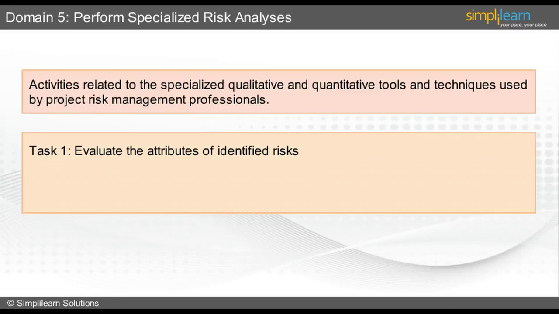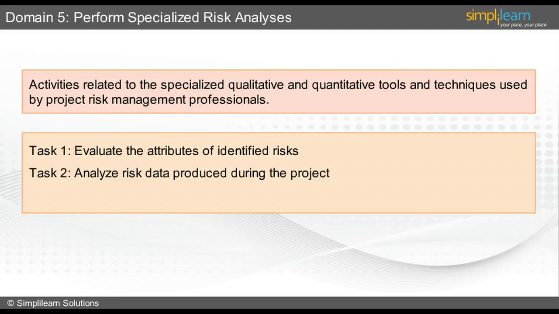The second task is to analyze risk data, which are produced during the project, to determine the SWOT, abbreviated as strength, weakness, opportunities, and threat, of risk strategy and process, and recommending process improvements as needed. The third and the last task is to perform specialized risk analysis using advanced tools and techniques in order to support stakeholder decision-making for the project. In the next slide, we will learn the knowledge and skills required to attain these tasks.